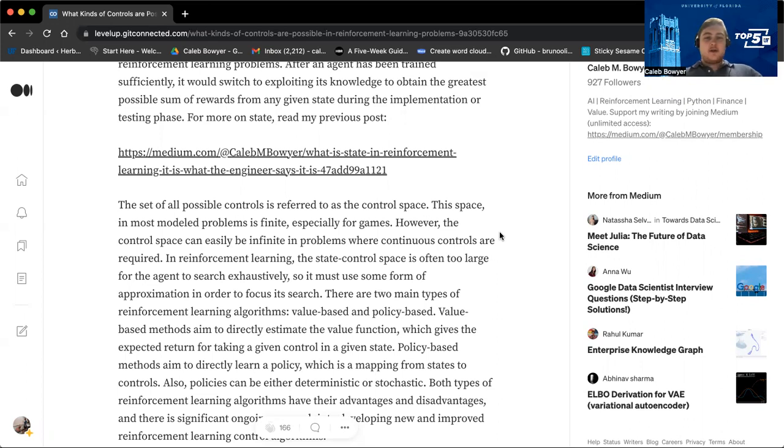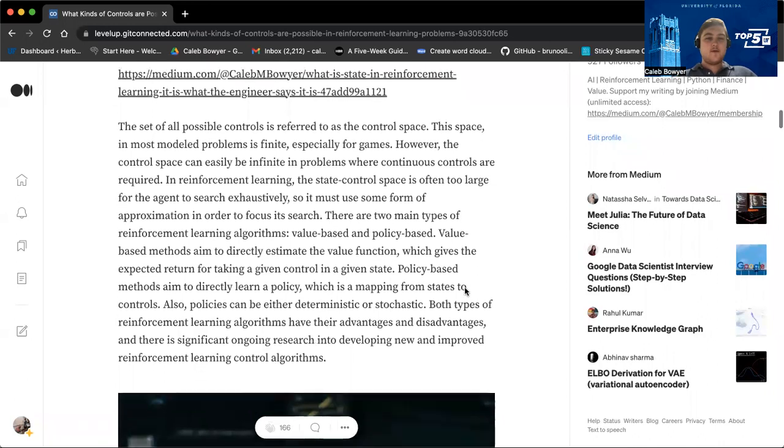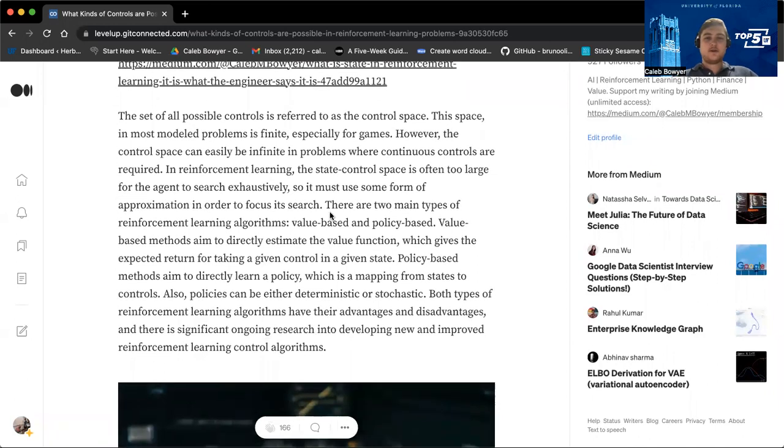In reinforcement learning, the state control space is often too large, so the set of all possible state control pairs or tuples is often too large for an agent to search through exhaustively. So it must use some form of approximation in order to focus its search. There are two main types of reinforcement learning algorithms, value-based and policy-based.